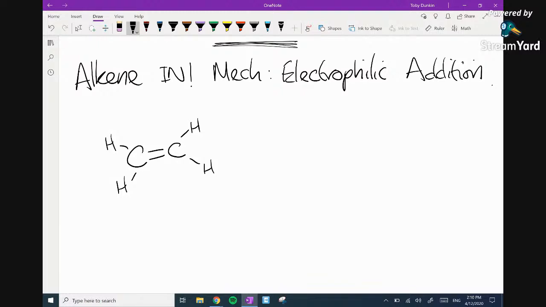But also, the reason why they're reactive is because this area here, I shouldn't draw an arrow now, should I? This area, I'm just going to highlight it. This area here is electron rich. I'm going to go, this area is electron dense. That's what makes them reactive.